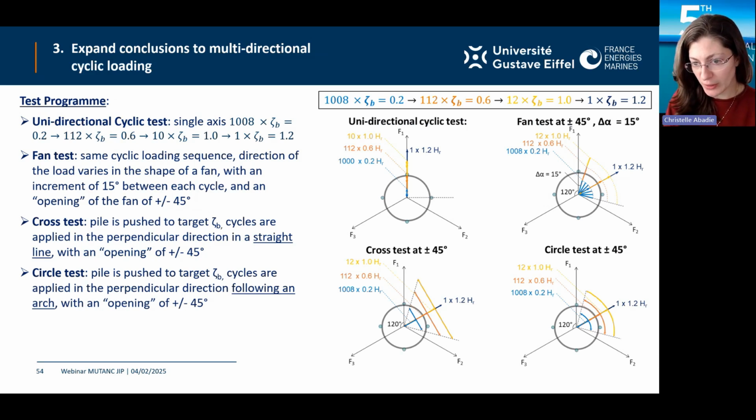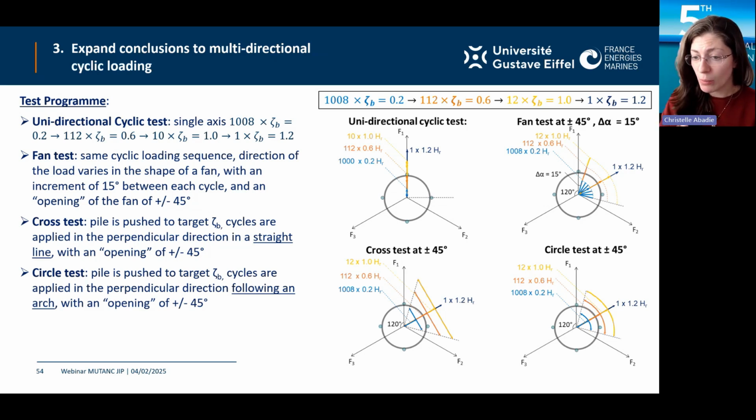And for this, we did a test program in 4 phases. And the 4 tests that were selected were one benchmark test, that's unidirectional cyclic loading. That's absolutely necessary to have one test to compare against, but also to check that the results match with published literature and validate our test campaign. And then we have selected 3 tests that are roughly following the same loading pattern as for the cyclic loading tests, but are a different type of multidirectional cyclic loading.